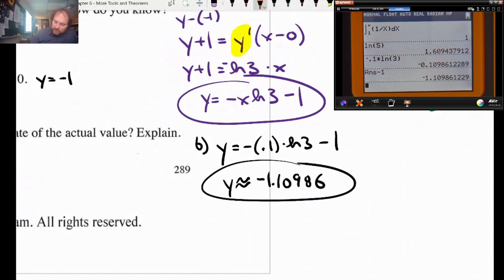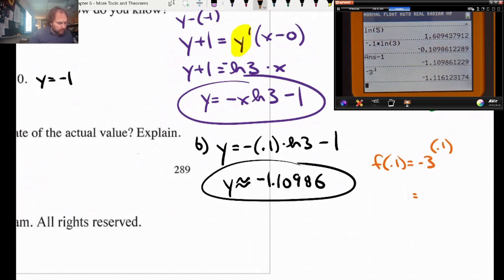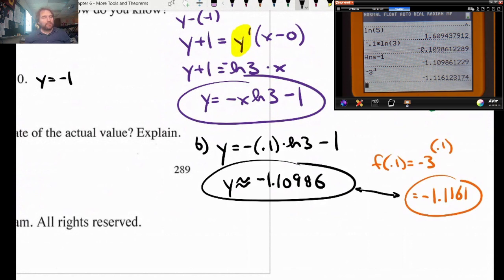Just for funsies, f of 0.1 would be negative 3 to the 0.1 power, and that is negative 1.1161. So you can see we're kind of close. We're only off by a penny. That approximation will get better and better the closer we get to x equals 0, where it is exactly correct.